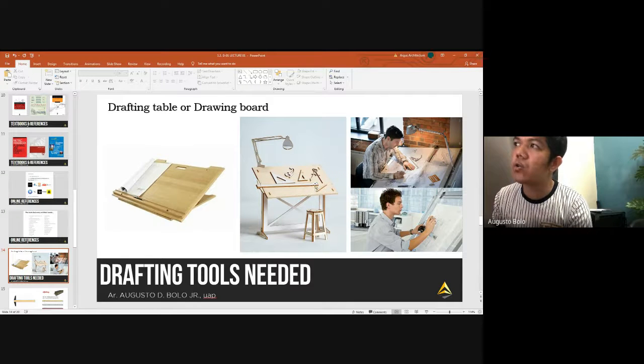Meron kang ruler na mahaba, that is a T-square, and then a ruler na triangle. So triangle na 30, 60 plus 45. Those are French curves, compass, and then scale. So we will be discussing that one later on kung anong klase. On the right side of your screen are examples of architecture students doing drafting. Why am I showing this to you?